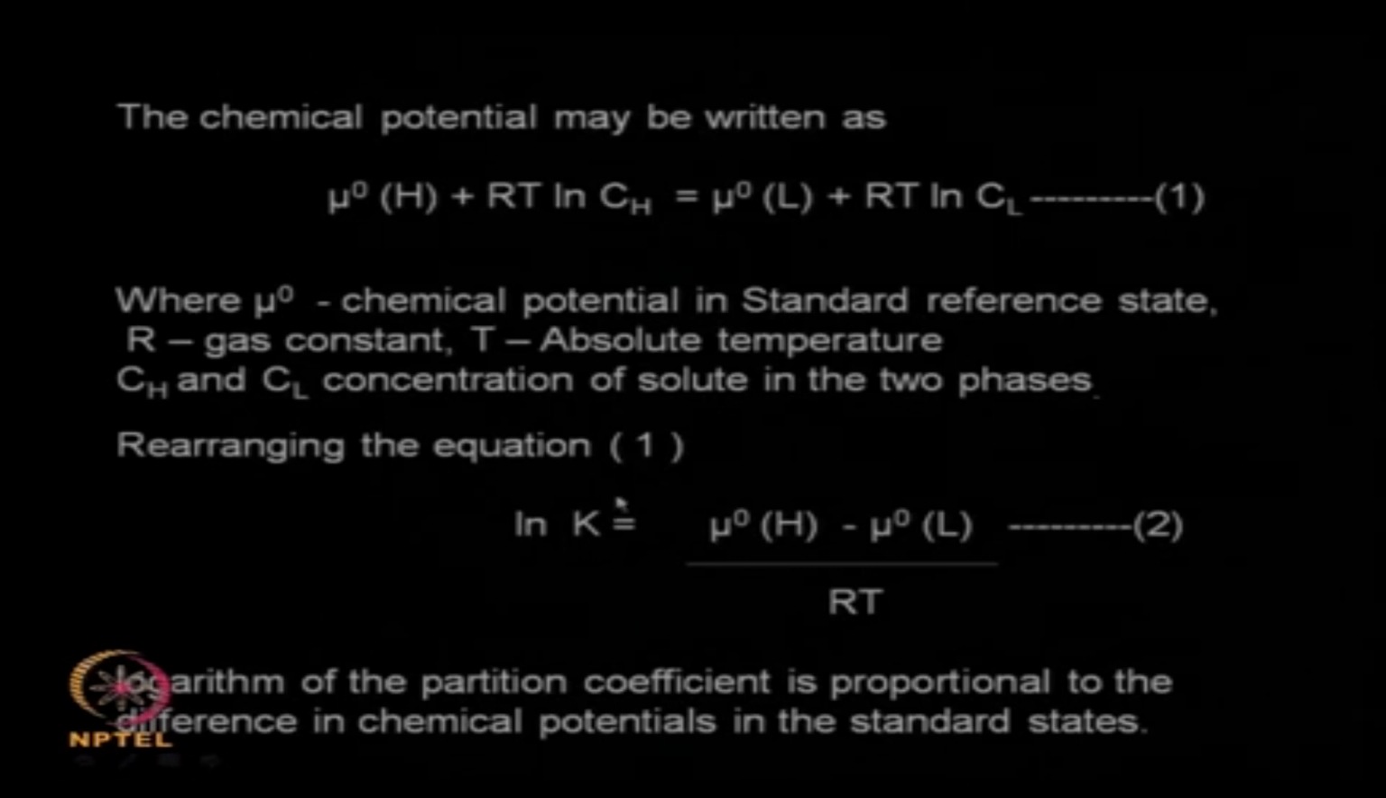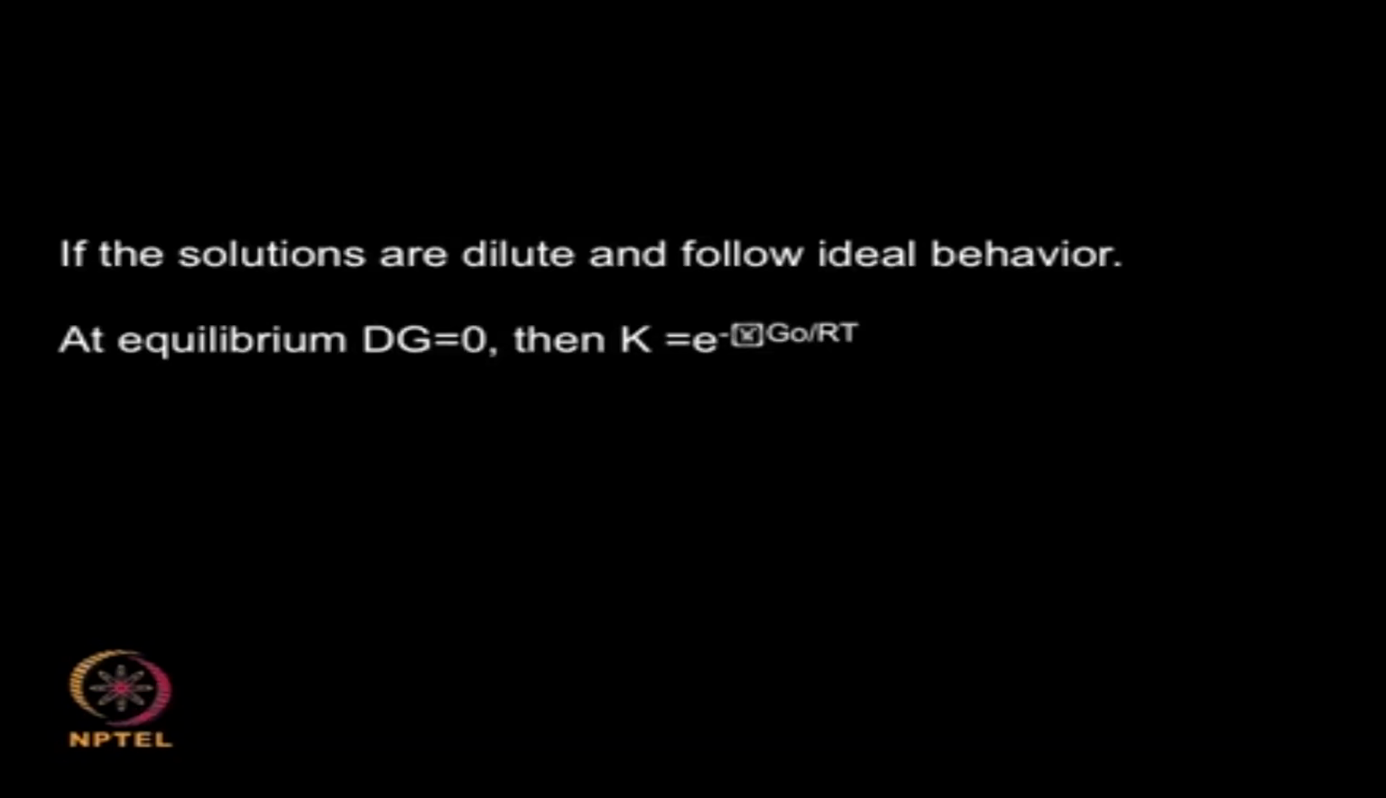So the logarithm of the partition coefficient depends on the chemical potentials of the heavy and the light phase at standard condition, and the temperature will come in the denominator. Okay. So K, if I take, then you will have e to the power minus, just like an Arrhenius type of relationship you are going to get. So at equilibrium delta G is equal to 0 for dilute conditions and ideal conditions. So K will be equal to e to the power minus delta G 0 divided by RT.